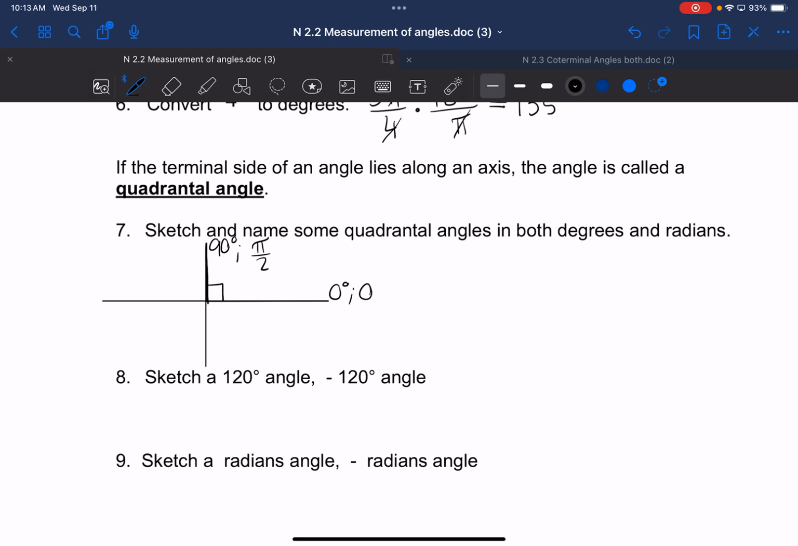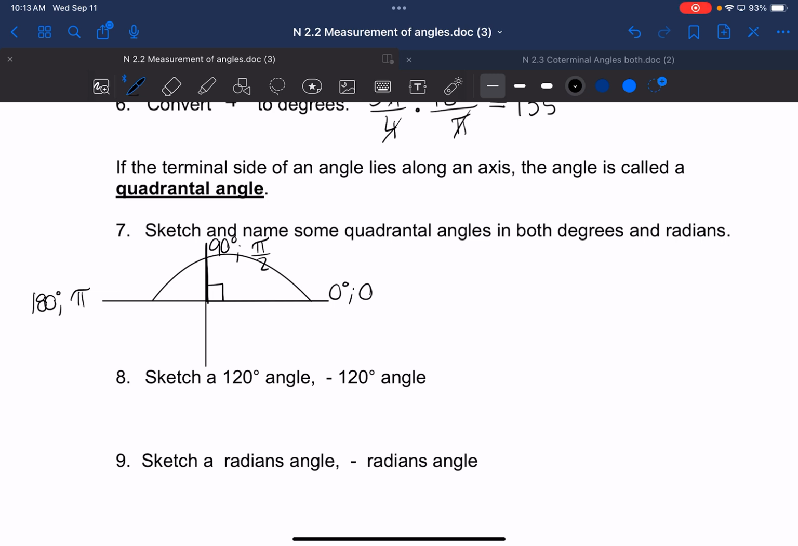Okay? What if I went all the way from here to here? How many degrees have I gone? 180. So this is 180 degrees. Okay, and if I convert, I multiply 180 times pi over 180. And what's 180 divided by 180? 1. So this would just be 1 pi or pi, right?